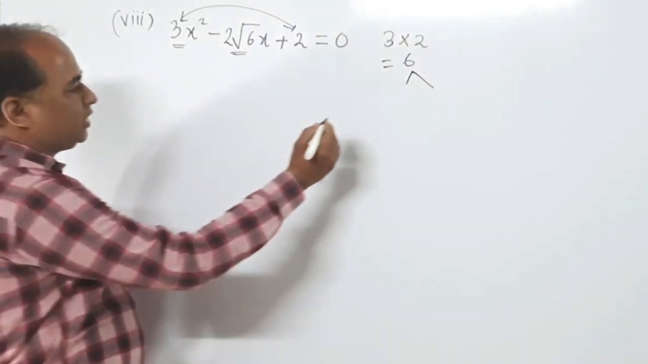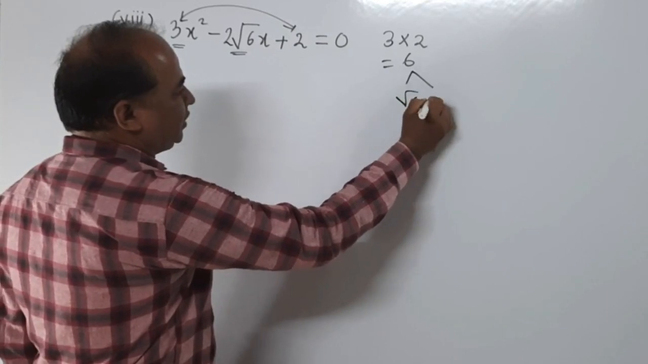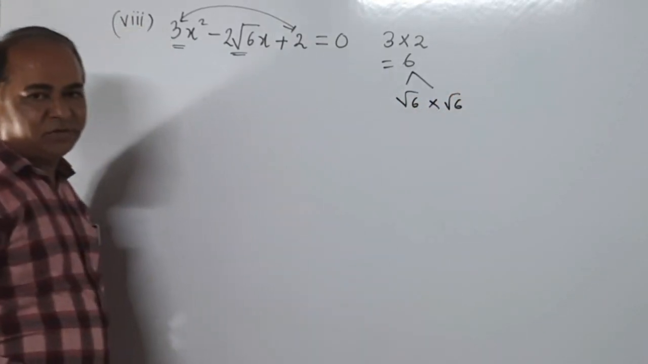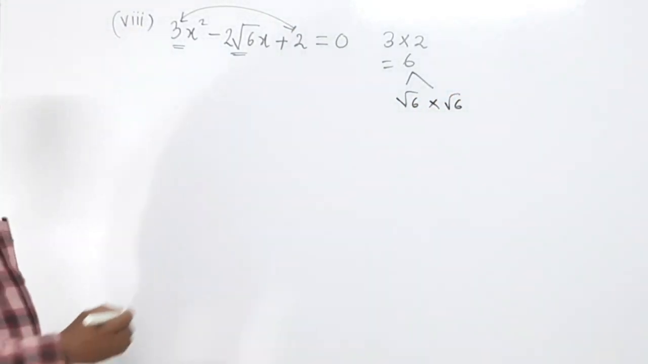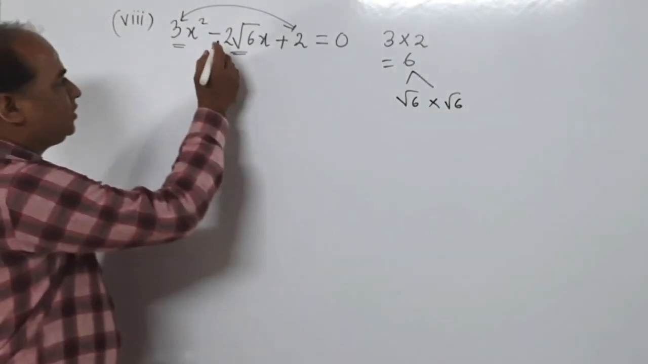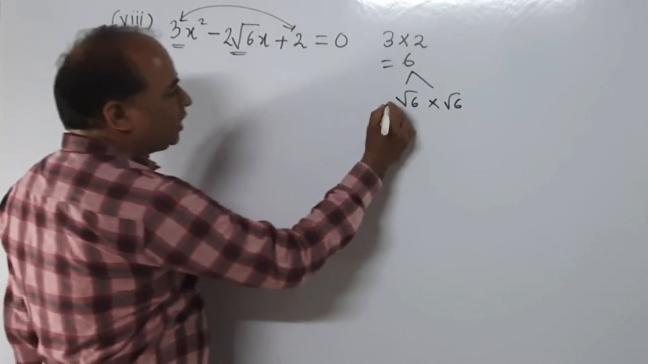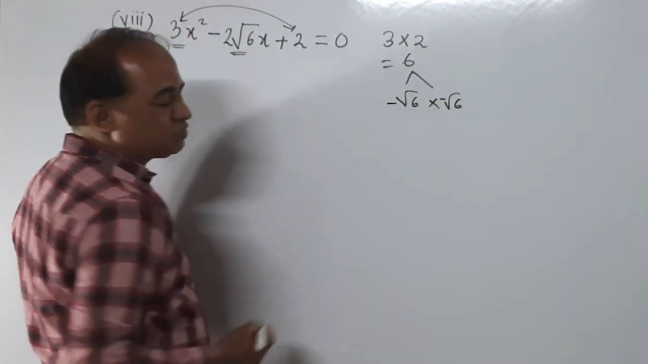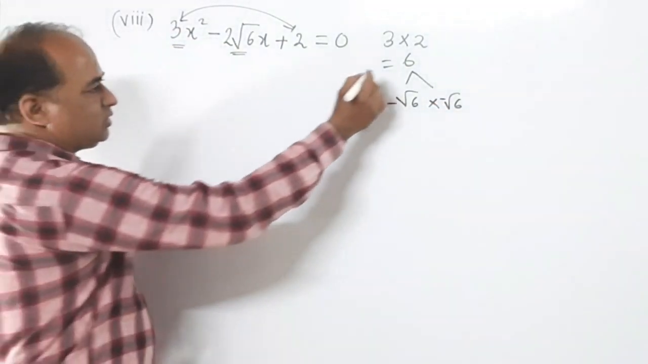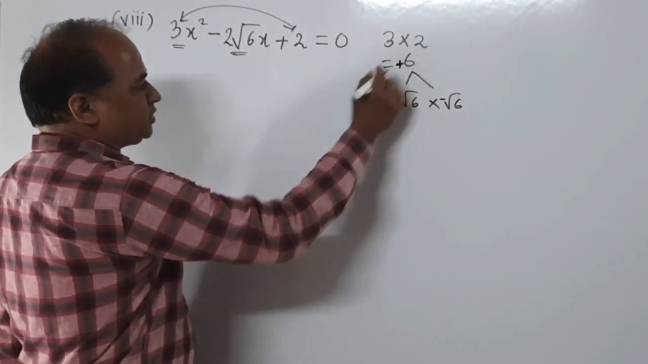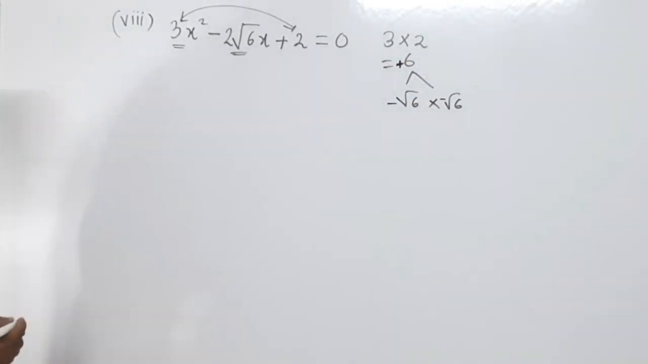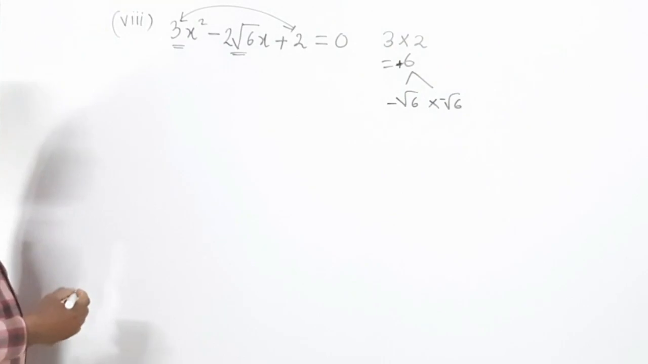Now here we can write this 6 as root 6 into root 6. Root 6 into root 6 is 6 and root 6 plus root 6 is 2 root 6. But here the middle term is minus, so both are minus. Minus root 6 into minus root 6 is plus 6. So minus 1 root 6 and minus 1 root 6 is minus 2 root 6.